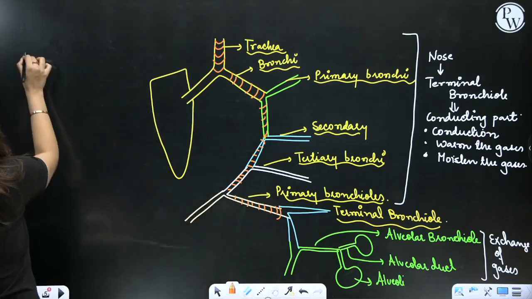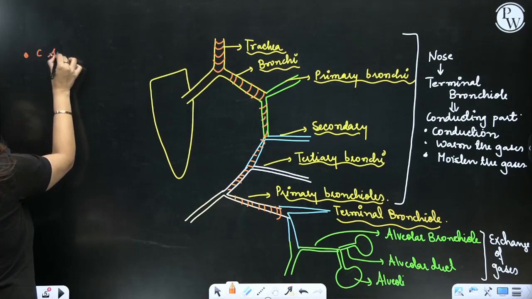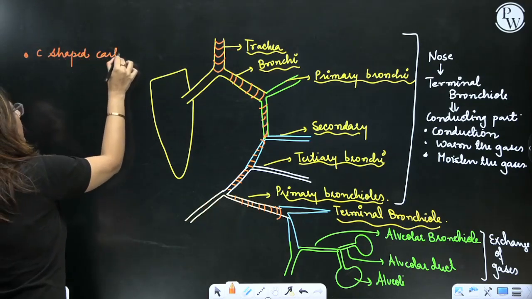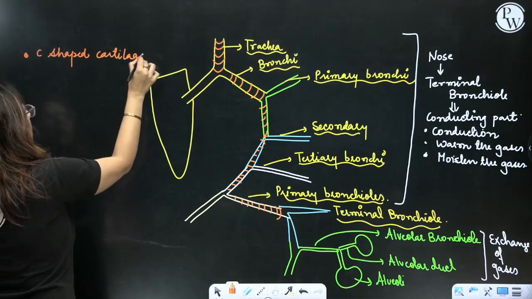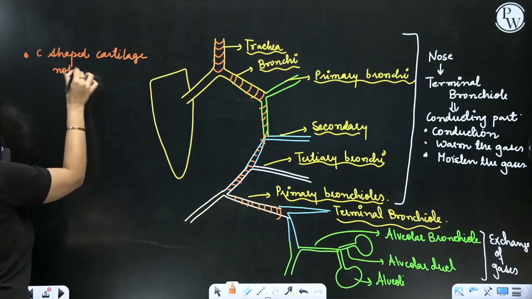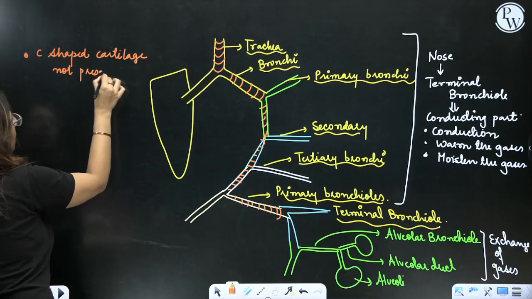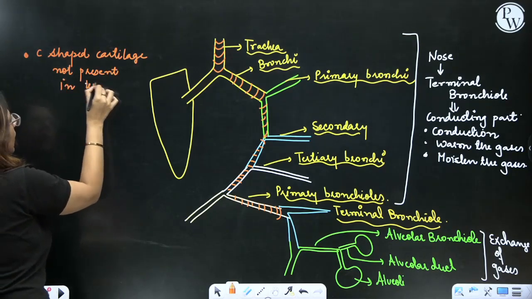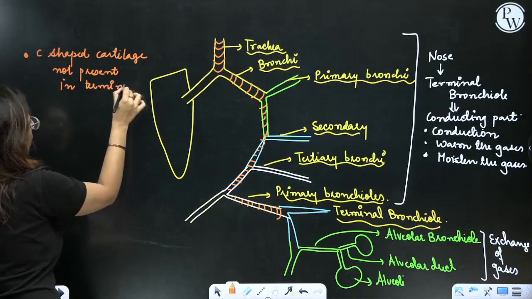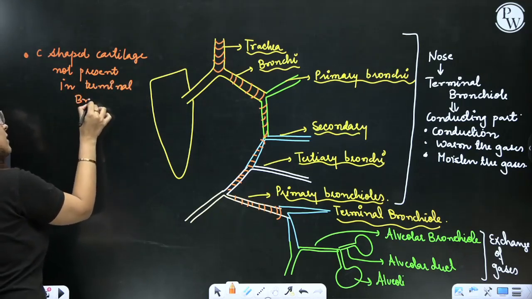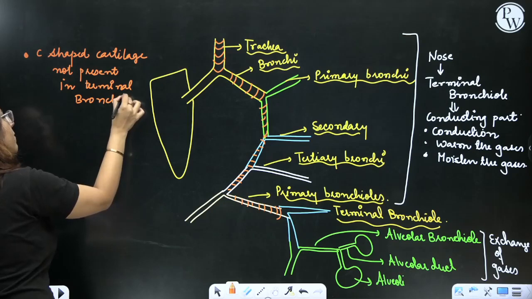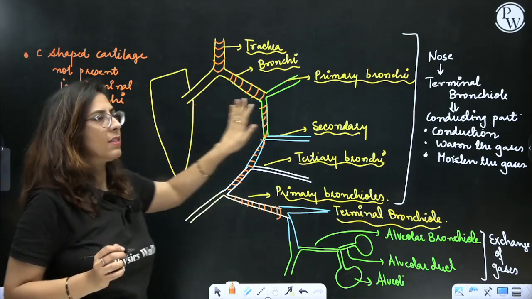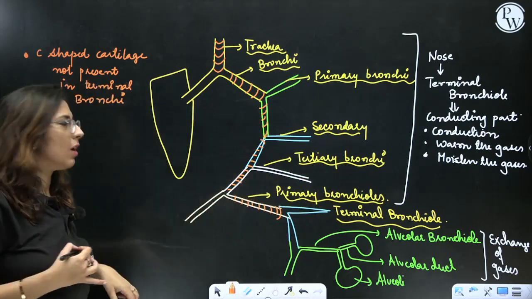So that I am writing over here. C-shaped cartilage not present in terminal bronchi. That's it. Everywhere else in the conducting zone, you will find the C-shaped cartilage. So it prevents the collapse.